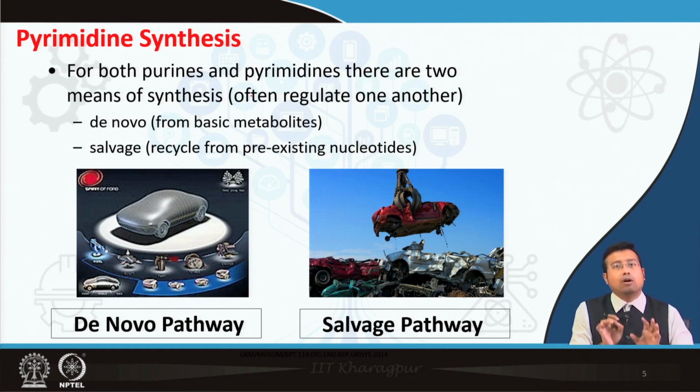So, there are two ways of synthesis. Number one, de novo. De novo means starting new. So, we assemble a car by selecting absolutely factory-made new parts. All the new things one by one get assembled to make a new car. This is the analogy. And in case of the salvage pathway, it means we are using already used-up products that are almost pre-made, and we just assemble that car using pre-made parts from used-up or other cars, all right. So, this is the analogy of the salvage pathway.